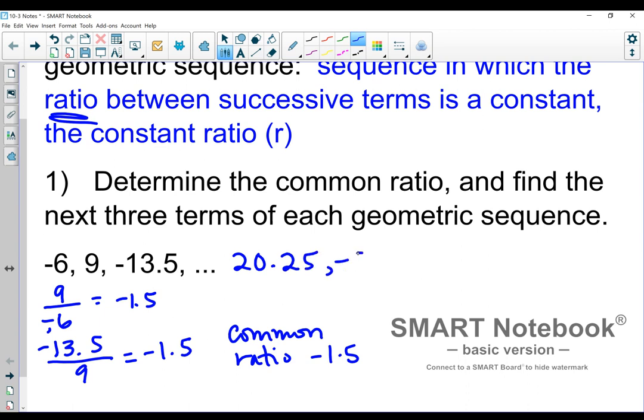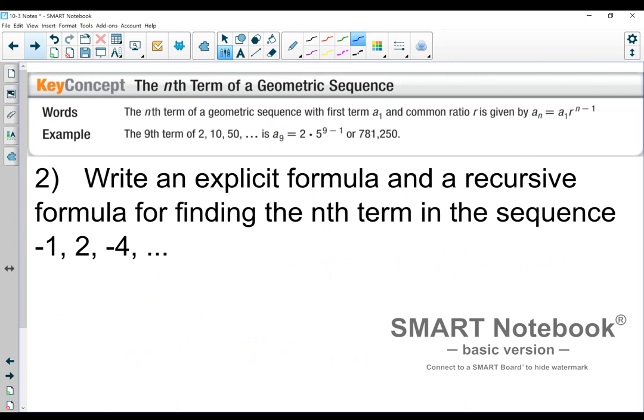Multiply again, -30.375. And then the next one would be 45.5625. So again, when we were doing arithmetic, it was what are we adding or subtracting to get the next term. Now when we're looking at geometric, it's what are we multiplying or dividing to get to the next term.